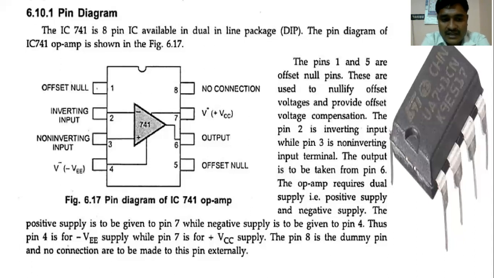The positive supply will be given to pin number 7. Pin number 7 is referred to as the positive supply of the electronic circuit, while the negative supply is to be given at pin number 4. That means pin number 4 is the negative power supply terminal. Thus, pin number 4 has the negative supply, and pin number 7 has the positive VCC supply.